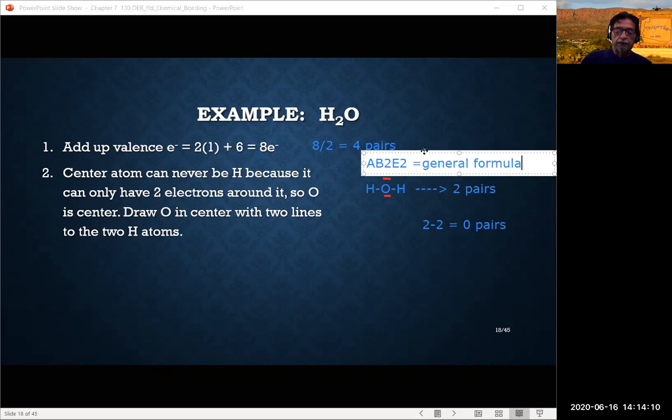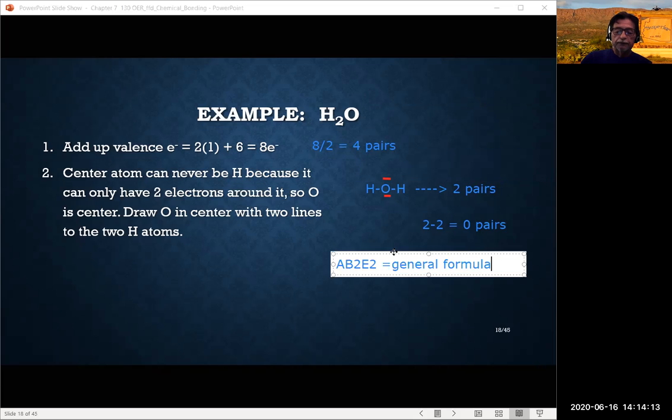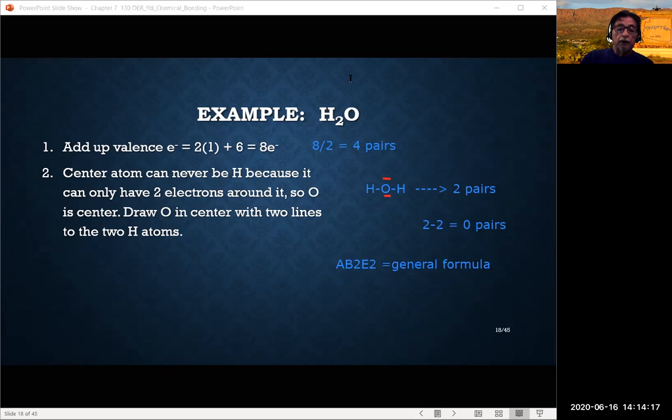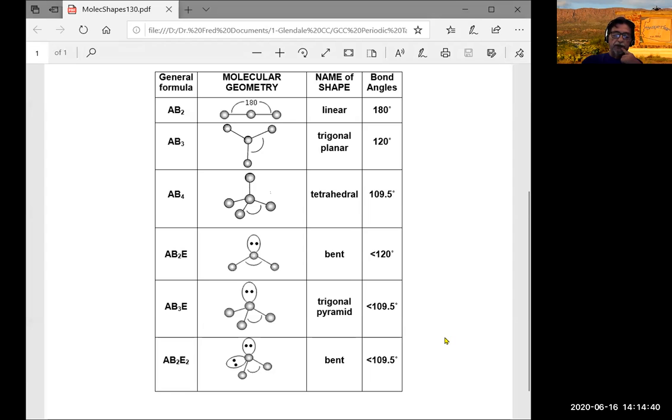Based on the structure that we came up with, AB2E2 is the general formula for the structure we just came up with. Now that you know the general formula, okay, you go back to the shapes table and look for AB2E2. Let's go back to that.